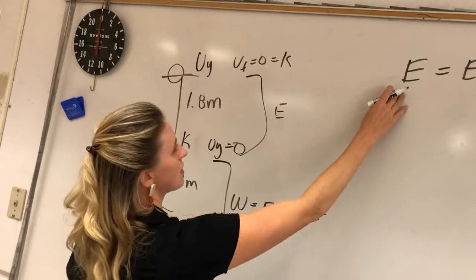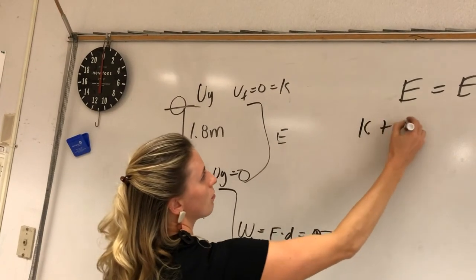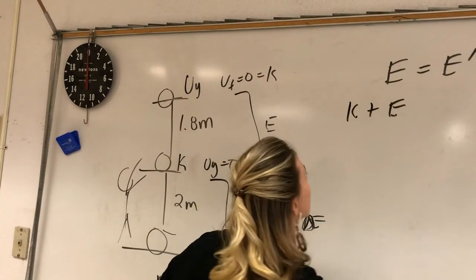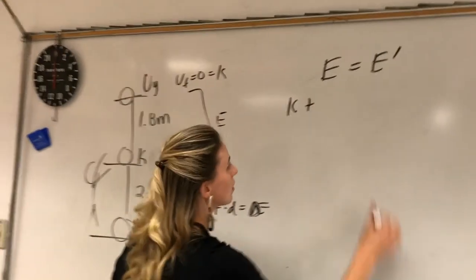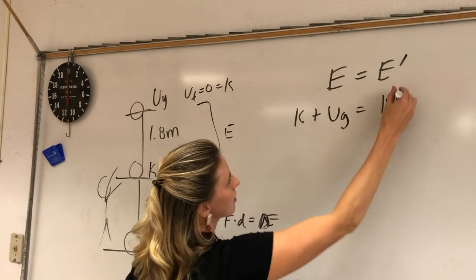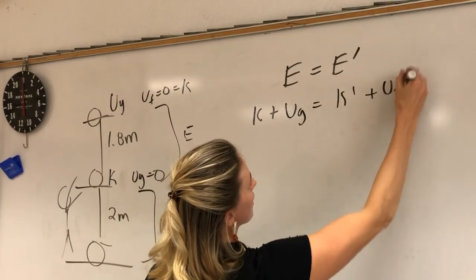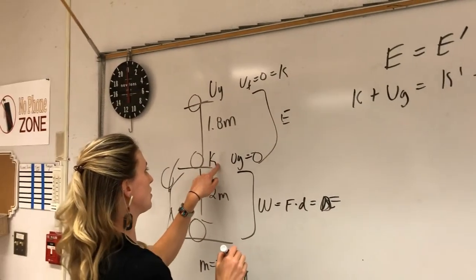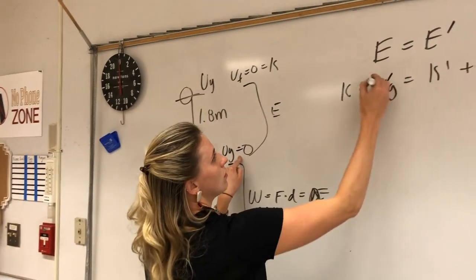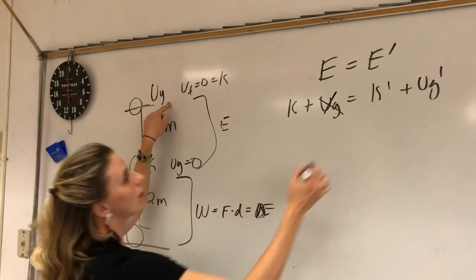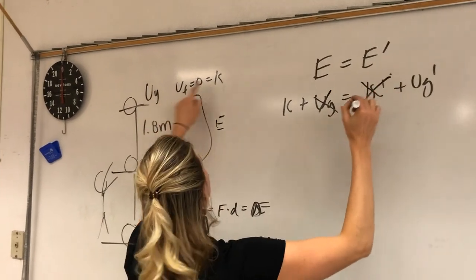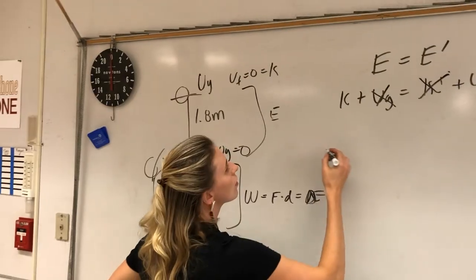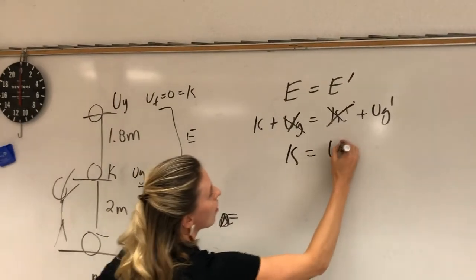So, the energy at the beginning, K plus UG, equals the kinetic energy at the end plus UG at the end. At the beginning, UG is equal to 0. That goes away, and at the top, kinetic energy equals 0. Now we don't know the velocity, so we can't find the kinetic energy.